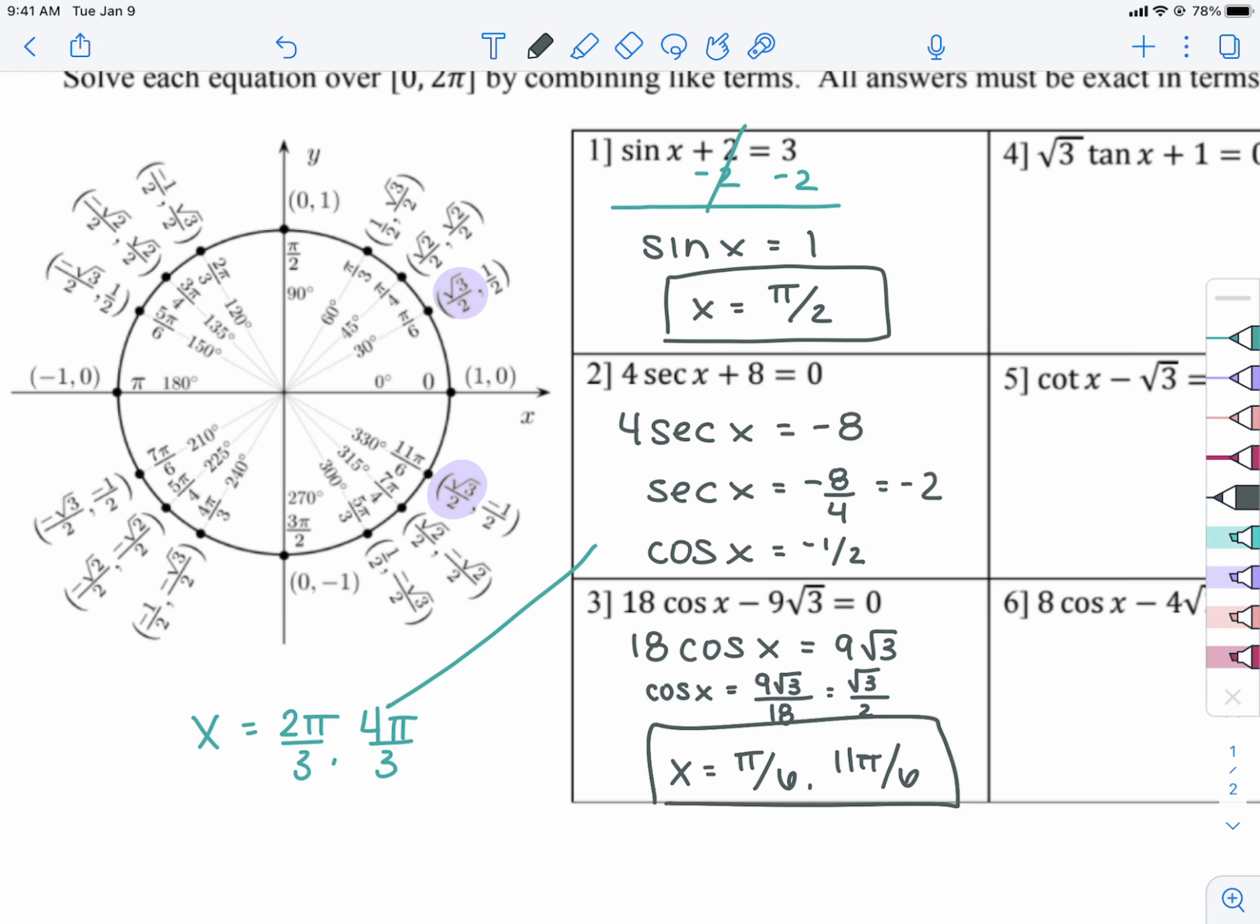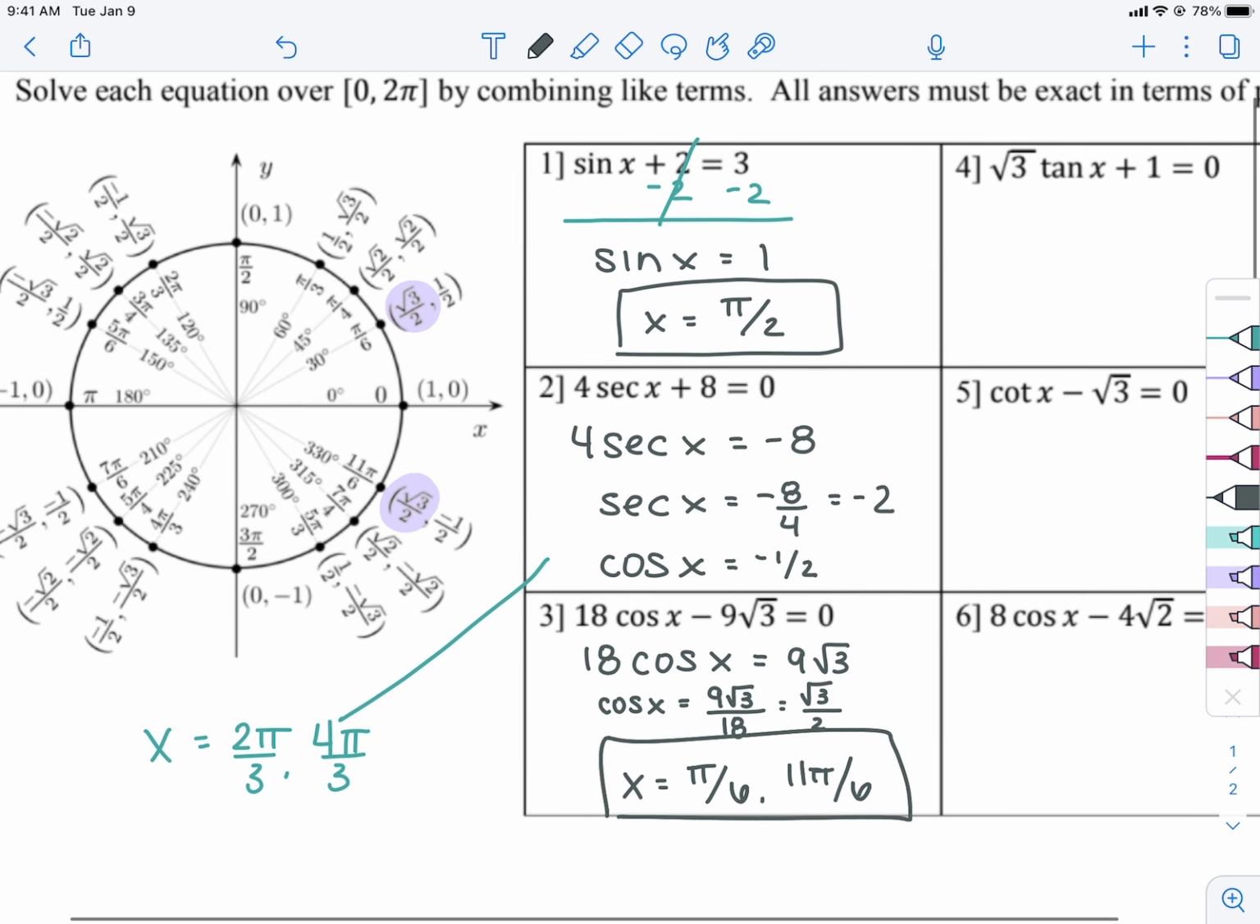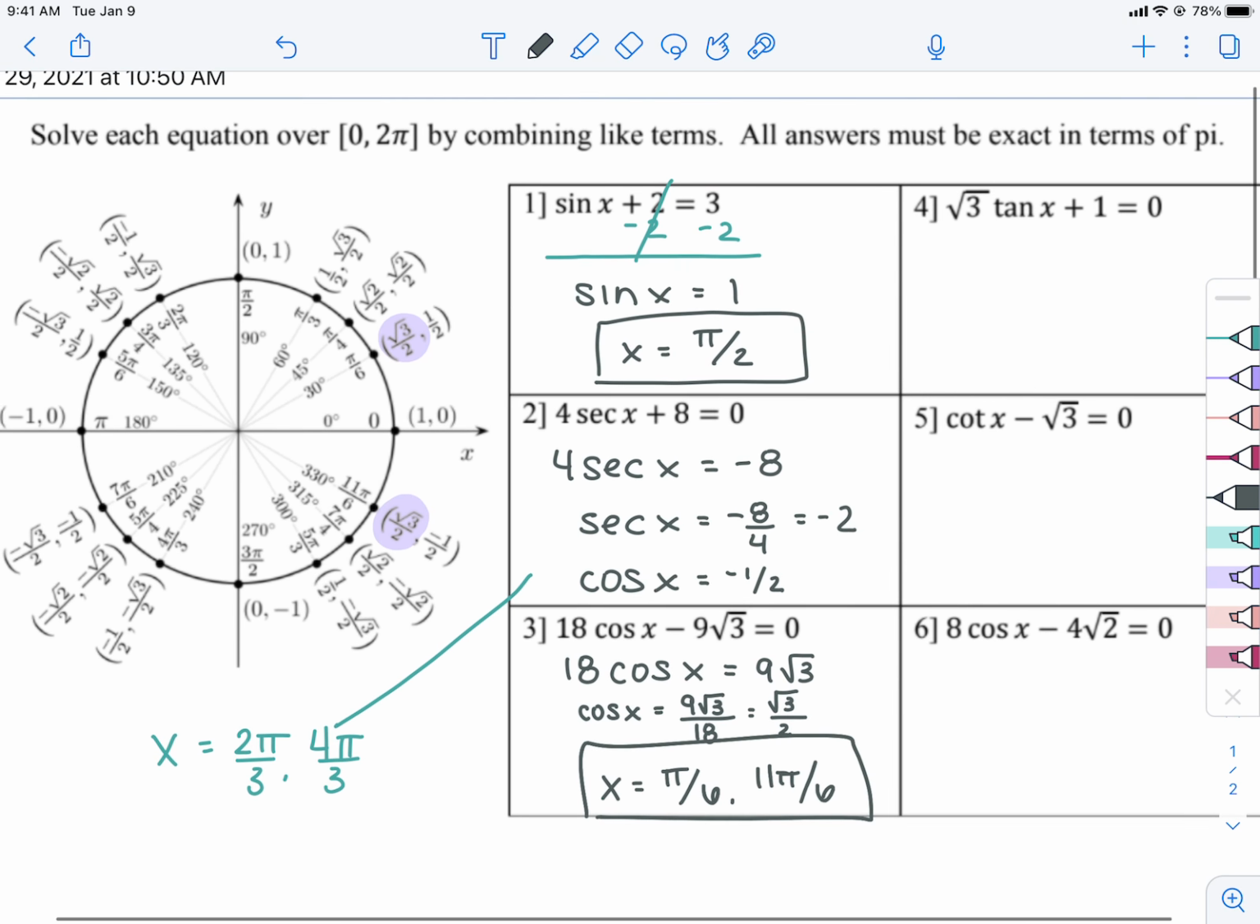How do you feel about these? A little bit better now? Do you want to look at more of them, or do you want to look at the square root ones?